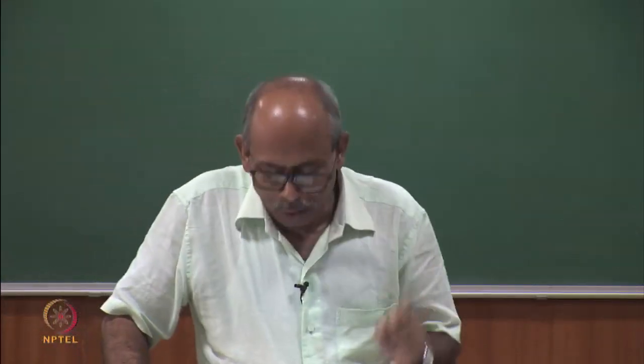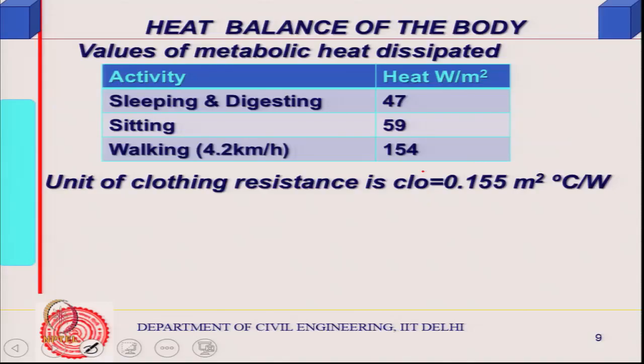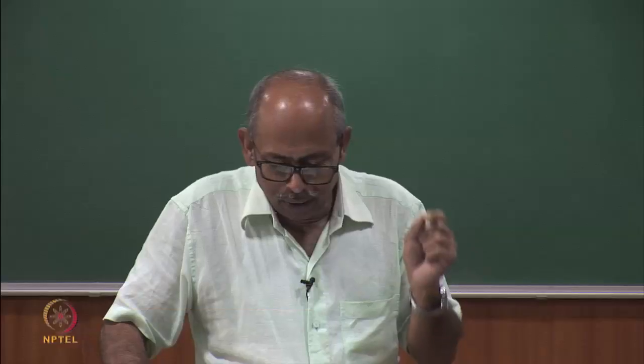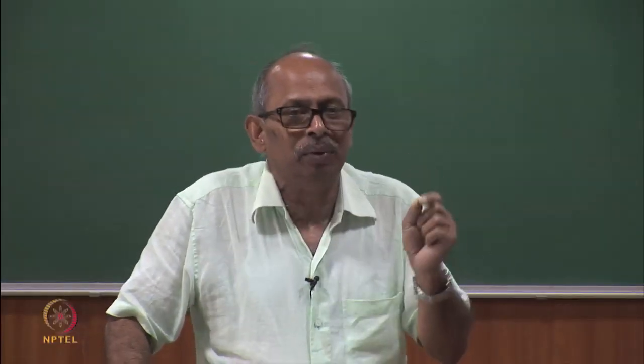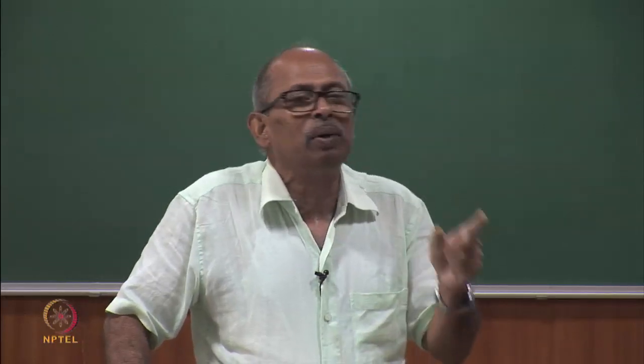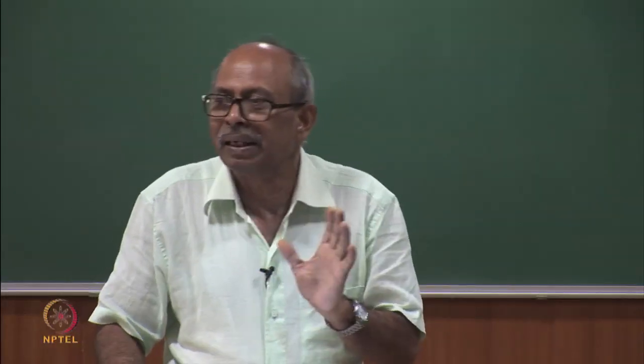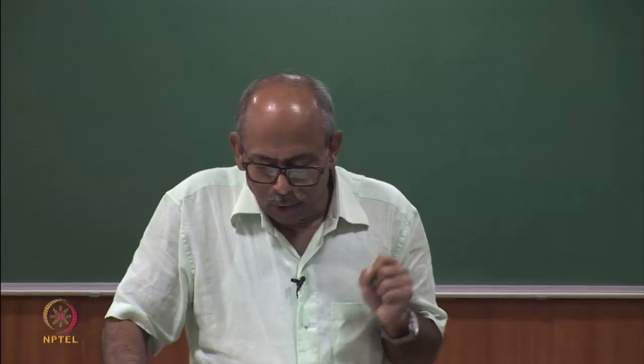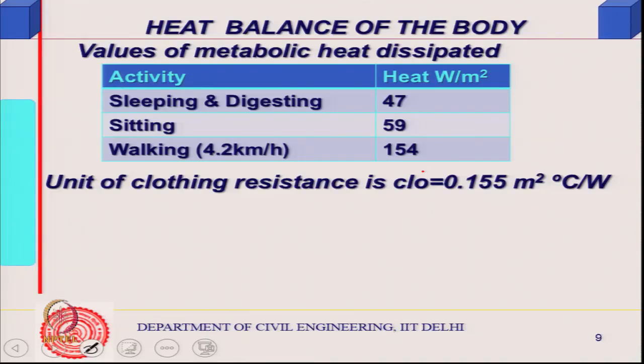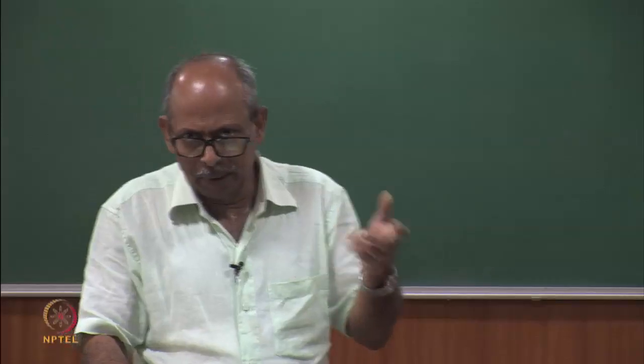But 1 clo is 0.155 meter square degree centigrade per watt. Resistance of clothing we define, and so we call it 1 clo, 2 clo, etc. So, the unit of clothing resistance is 1 clo, which must be related to the summer clothing in Europe, UK. This must have come from somewhere from there only.